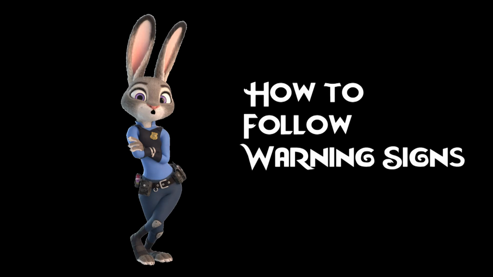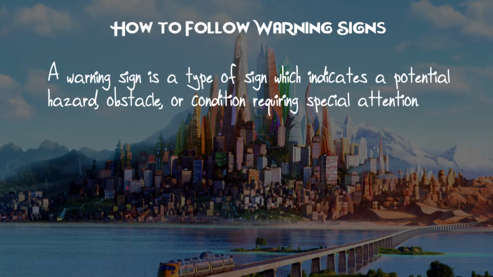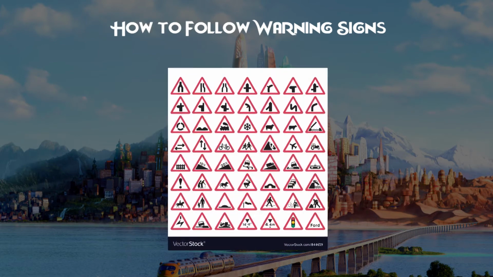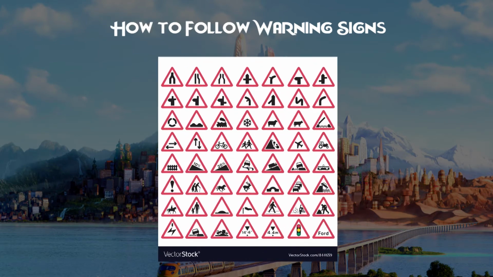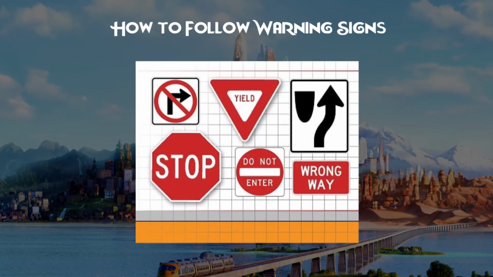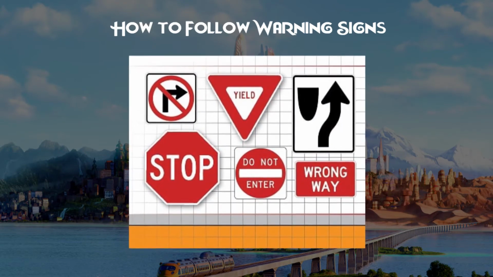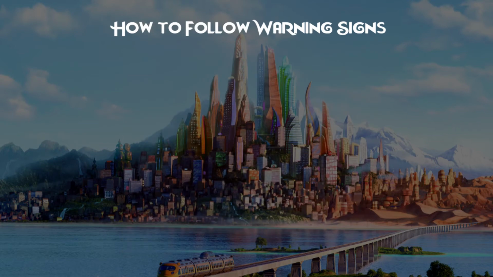How to follow the warning signs. A warning sign is a type of sign which indicates a potential hazard, obstacle, or condition requiring special attention. Some are traffic signs that indicate hazards on roads that may not be readily apparent to a driver. The sign can be either triangular, circular, square, or an octagon.